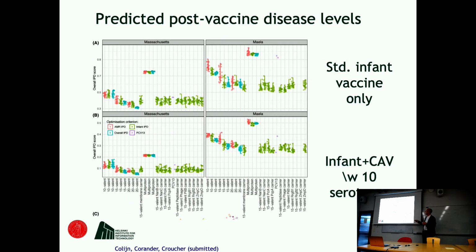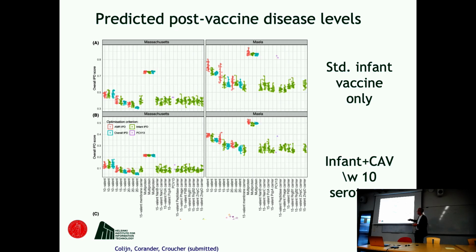So this is just to show how much we predict that the disease levels would go down, and it's quite a remarkable reduction. This is for the standard infant vaccine only. The current practice is that public health officials target infants because they are the main carriage population for these bacteria, but it also affects a lot of the elderly. It's a major cause of disease for old people by causing pneumonia. So we show that the overall invasive disease score could be significantly reduced if we actually introduced a complementary adult vaccine. That's what the cover here stands for, with just 10 serotypes.